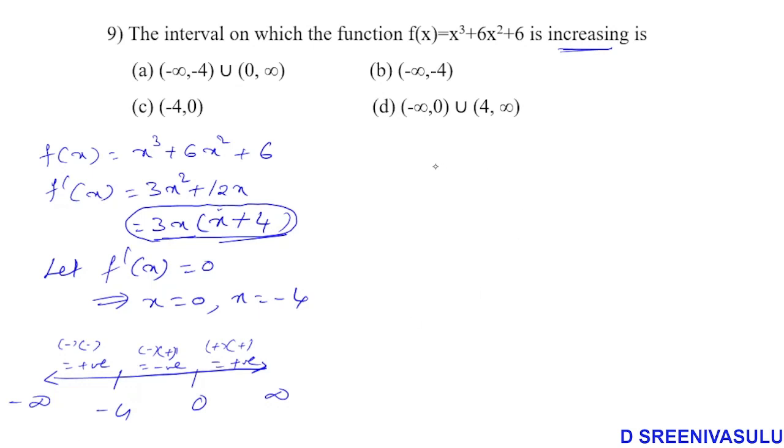Means f dash x is increasing. Where is it increasing? Increasing means greater than 0. Where it is minus infinity to minus 4 union 0 to infinity. Which option is the correct one? Minus infinity to minus 4, option A is the correct one.